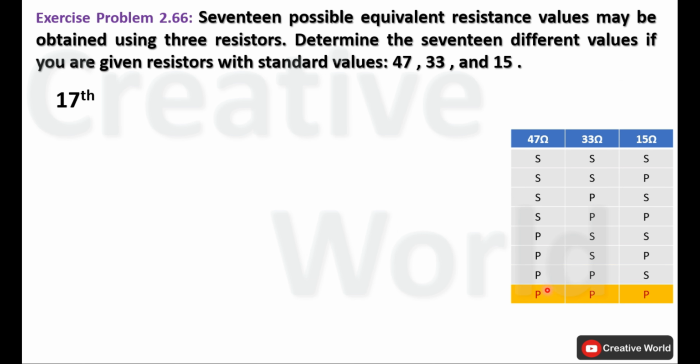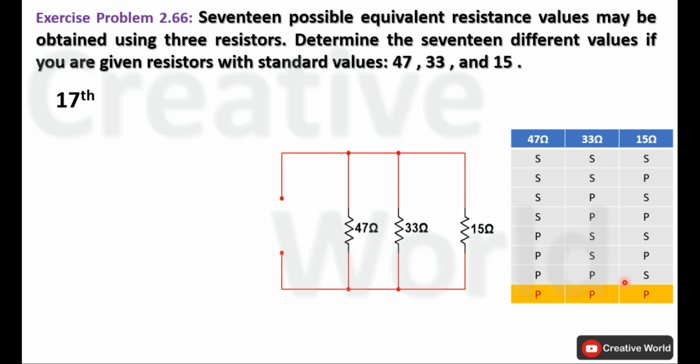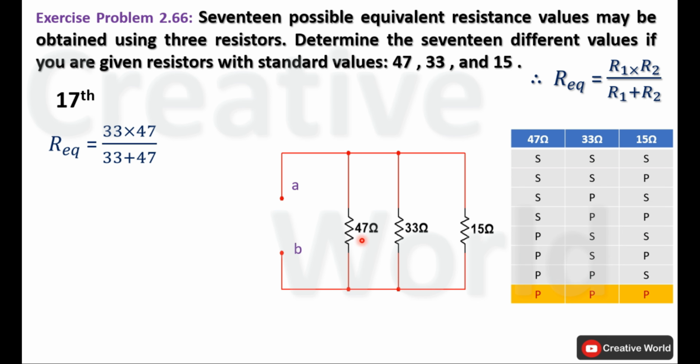In this configuration, all of three resistances are connected in parallel connection. Circuit diagram is provided here. Solve this circuit diagram to calculate equivalent resistance RAB. First of all, we will calculate the equivalent resistance of these two resistances using this equation. Product of both resistances divided by their sum. Product of 33 and 47 will become 1551 and sum of 33 and 47 will become 80. Divide 1551 by 80. R equivalent of these two resistances will be 19.38 ohm.